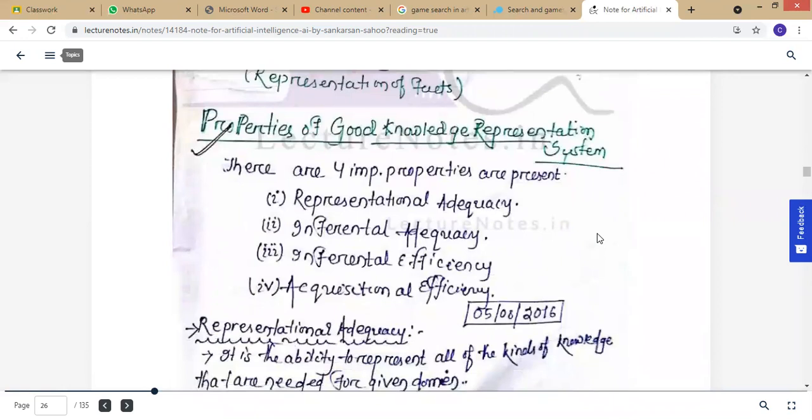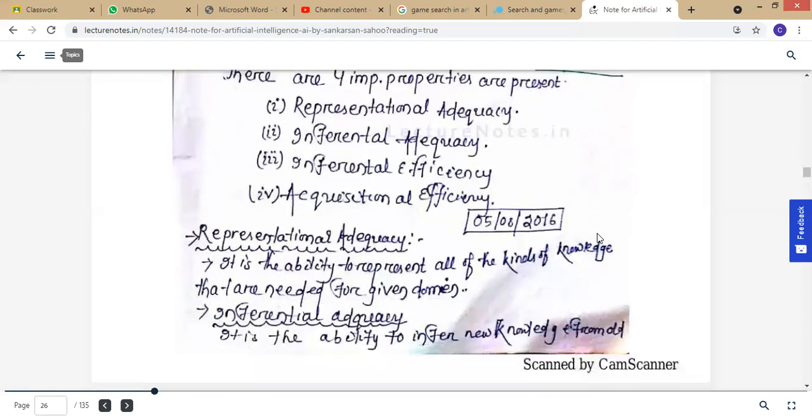And next, the properties of a good knowledge representation system. There are four important properties. First one is representational adequacy, inferential adequacy, inferential efficiency, and acquisitional efficiency.